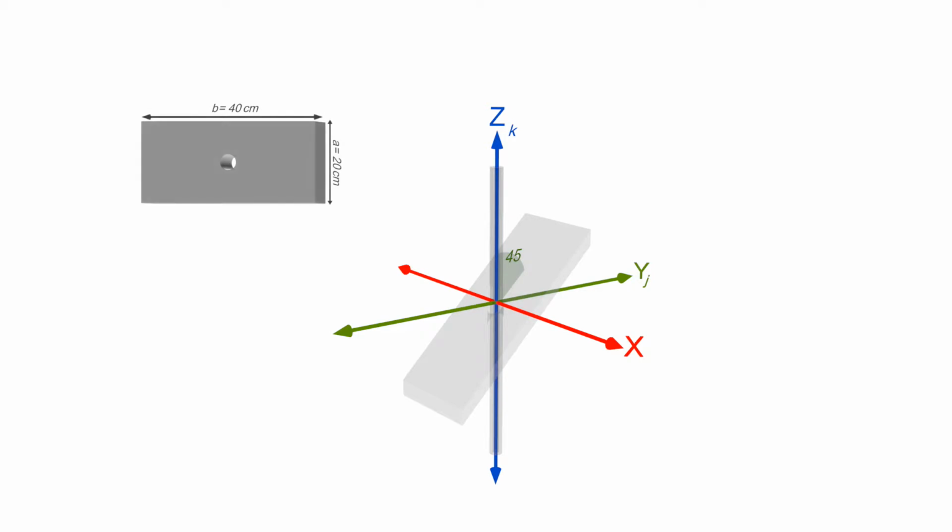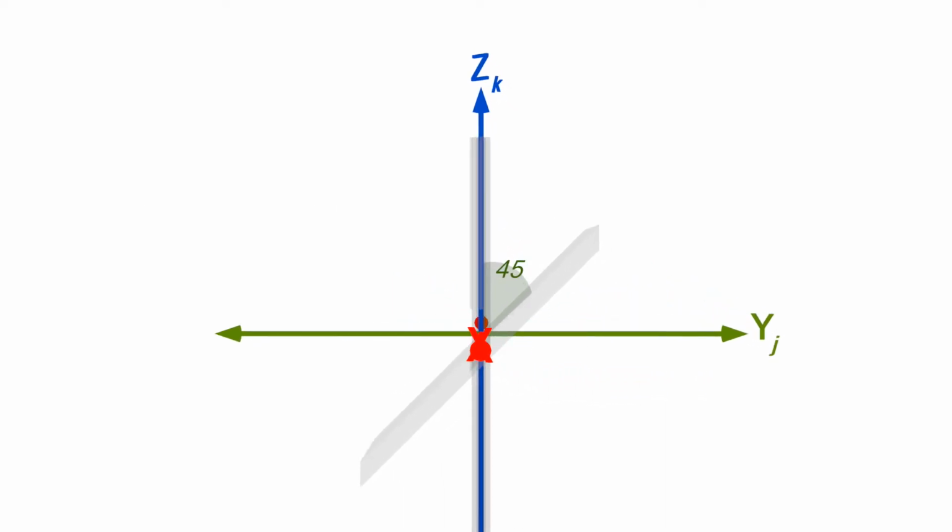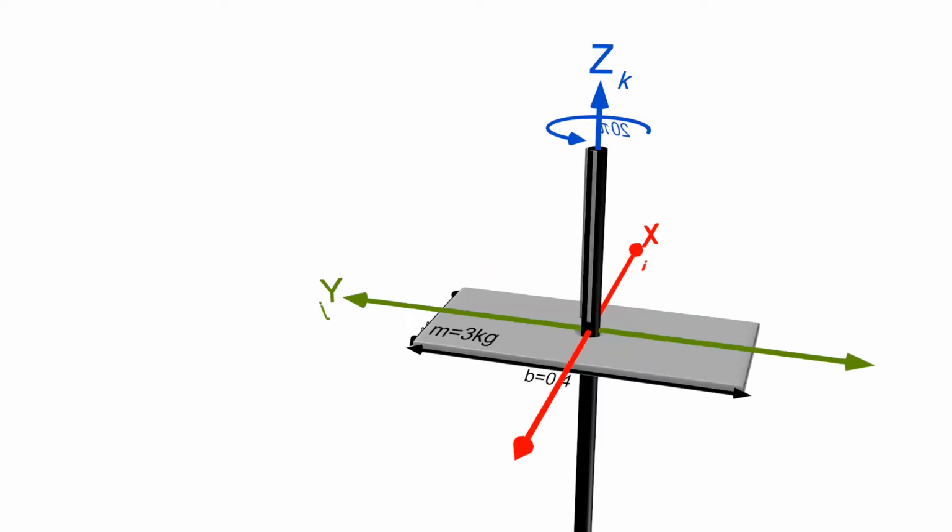Some information is needed to solve this problem, such as the dimensions of the plate. And here we have a plate of 40 centimeters length and 20 centimeters width. Notice how the plate is welded at 45 degrees. And this will make the problem a little bit tricky. So before we work with it, let's work with another simple problem first.